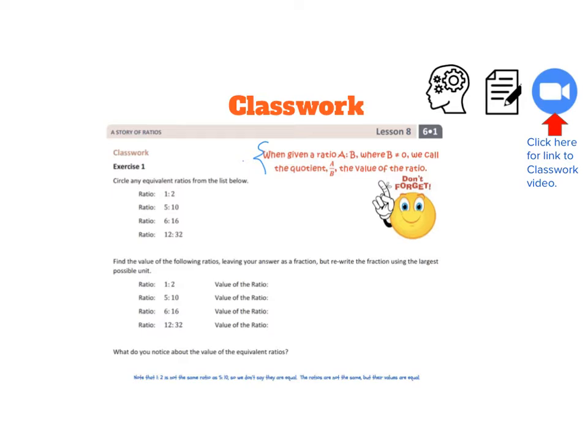When given a ratio A to B, where B is not equal to 0, we call the quotient A over B the value of the ratio. I think that's kind of an important piece in this.